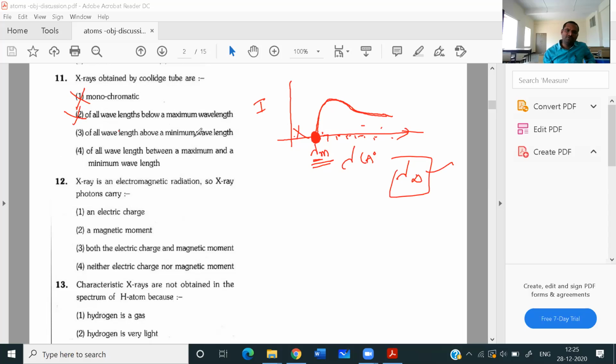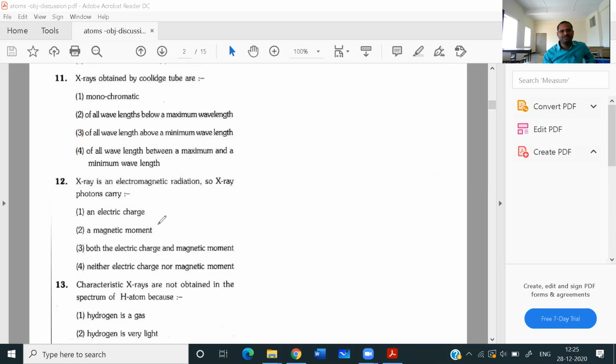Of all the wavelengths above the minimum wavelength, yes. Above the minimum wavelength, all the wavelengths are there. Yes, this is the right answer. Of all the wavelengths between maximum and minimum wavelength, so wrong. This is the right answer: of all the wavelengths above the minimum wavelength, X-rays will be produced. This point is important. You need to remember. Okay, students.